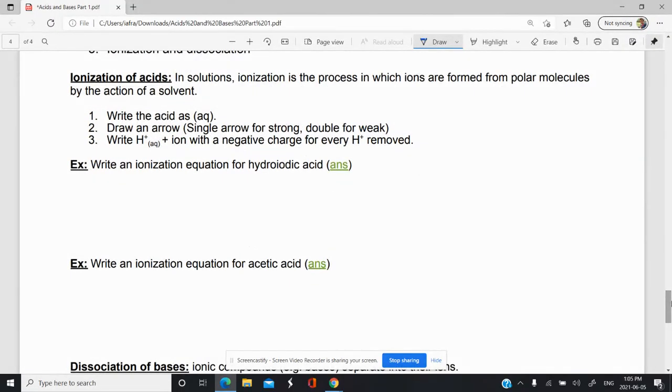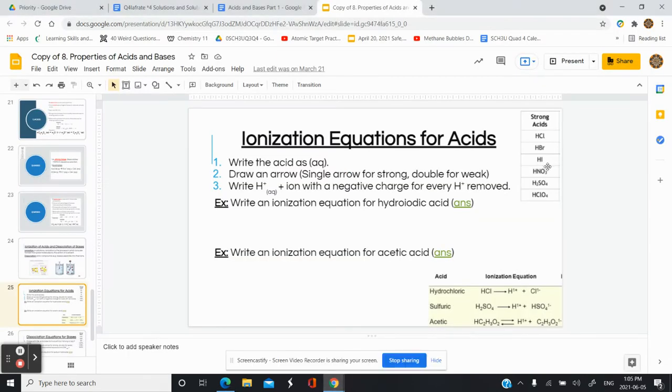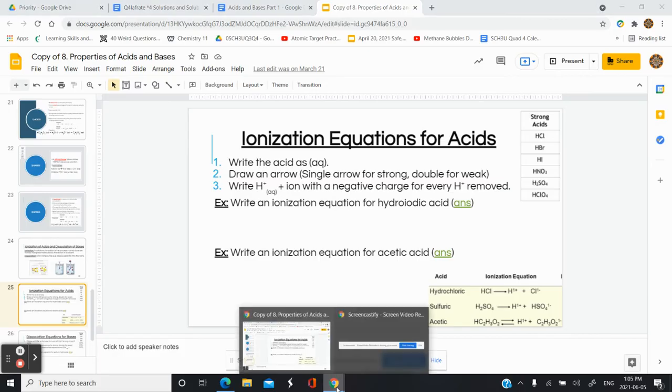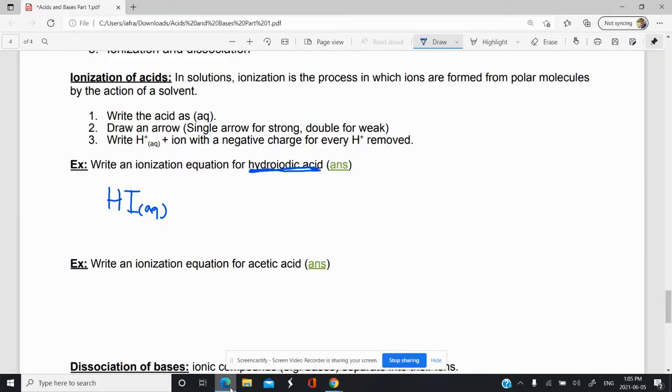So write an ionization equation for hydroiodic acid. Remember, this hydroiodic acid is a binary acid. That's going to be HI. If you need to review how to write formulas, make sure you go back to our unit 2 where we saw naming and writing formulas for acids. So we're writing out the acid as AQ. And hydroiodic acid, remember, is one of the strong acids that you had to memorize, HI there. Okay. So you can just make a single arrow.